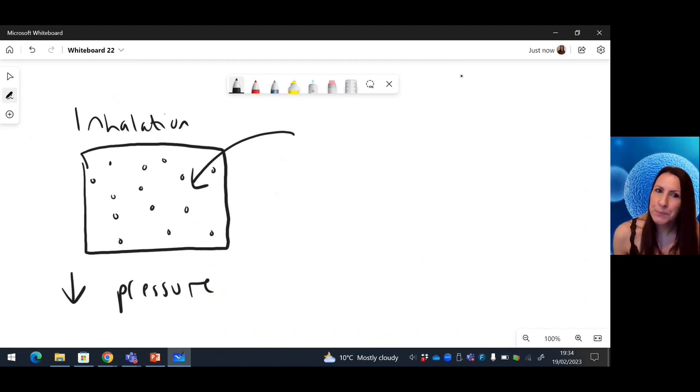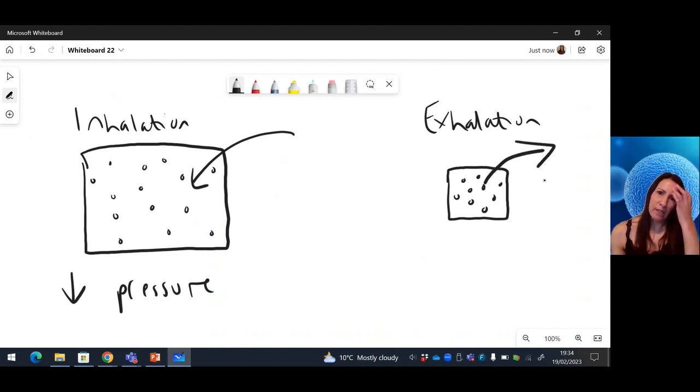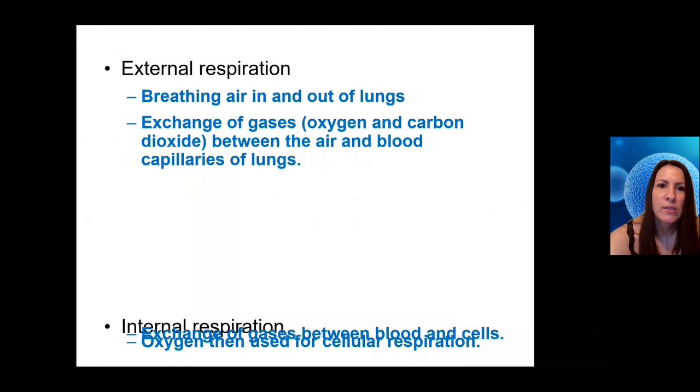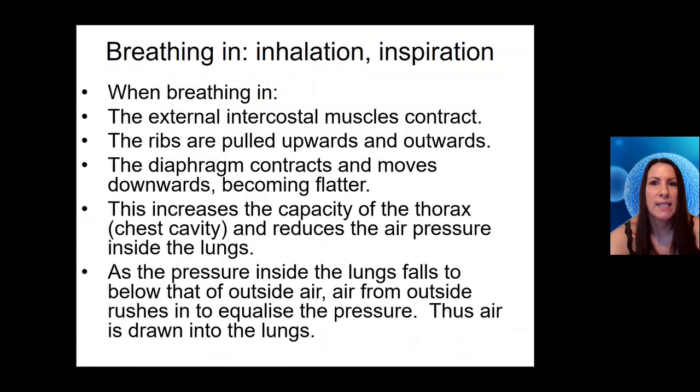Whereas when we exhale, we are increasing the pressure. So we're making the chest cavity smaller, we're decreasing the space, and so air naturally wants to move from high pressure to low pressure. So it wants to move back outside into the atmosphere. So we're increasing the pressure when we exhale, and air wants to move outside to equalize the pressure in the atmosphere, and vice versa for inhalation. So let's just go back to where we were. So that was inhalation, inspiration.